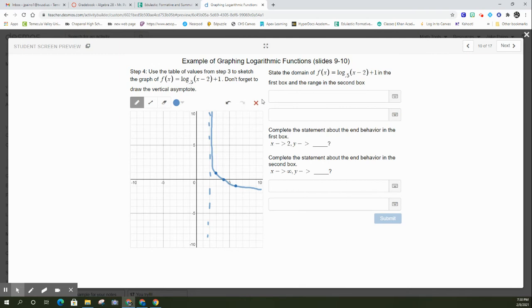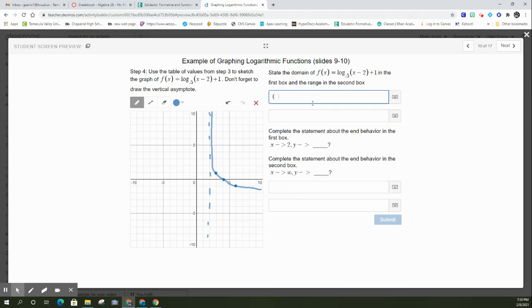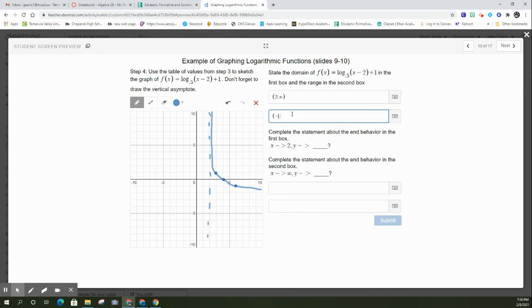All right, so again, let's talk domain and range here. What's the domain of this function? Well, it's everything bigger than 2, the vertical asymptote. So we'll just go 2 to infinity. And again, it never equals 2, so we're good there. And then the range is going to be all real numbers.